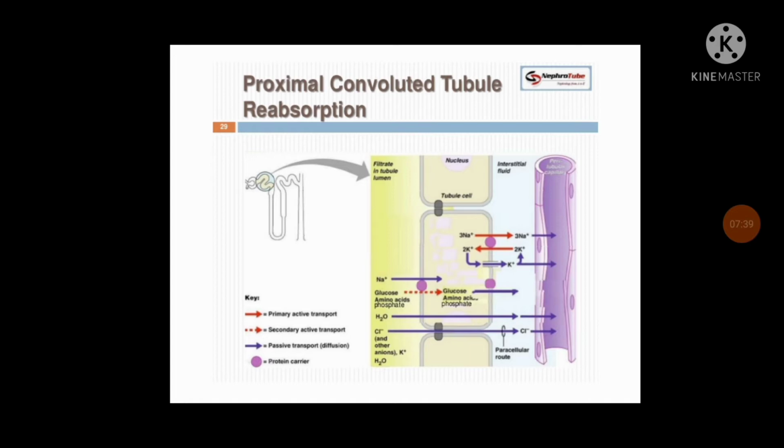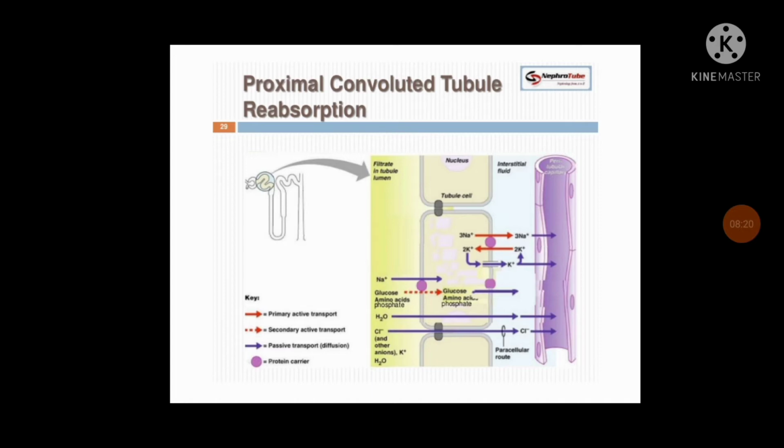So this diagram shows how the different substances are reabsorbed. The sodium is always reabsorbed with a co-transport with the glucose and amino acids. The sodium and glucose are transported by secondary active transport, where the sodium concentration gradient is created because of the primary sodium potassium pump. That is why sodium moves inside with the glucose and other amino acids. That is one of the major methods by which sodium moves inside the cell.